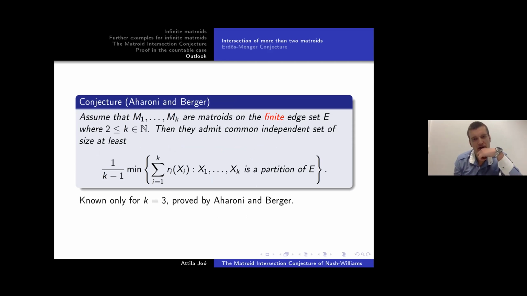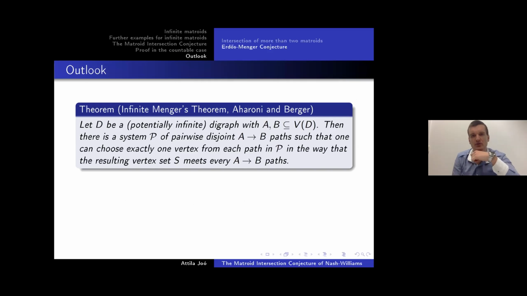I wanted to tell some interesting application of the intersection conjecture. So I need to mention an important theorem in infinite graph theory. It is the so-called infinite Menger's theorem. It was known as the Erdős-Menger conjecture for a long time, and then eventually Aharoni and Berger solved it in like 2007, I believe.